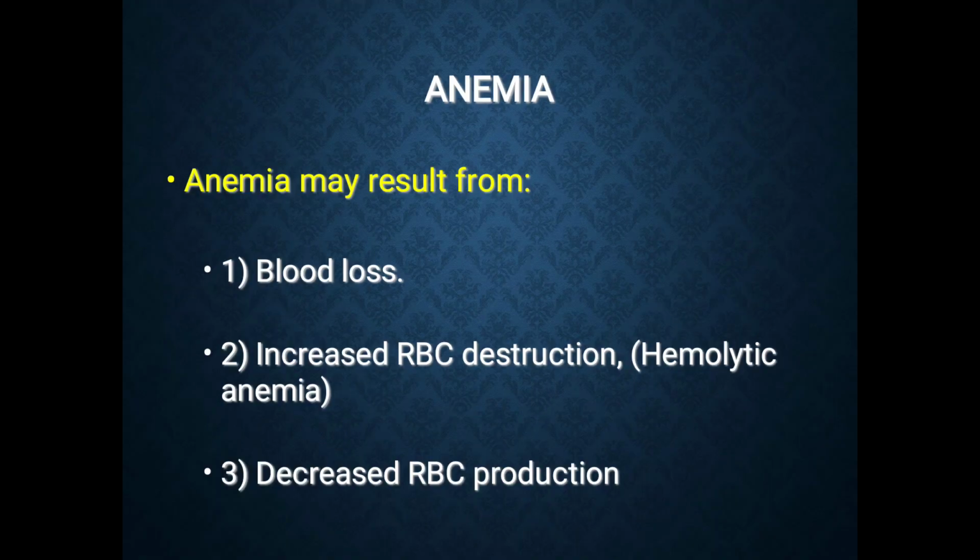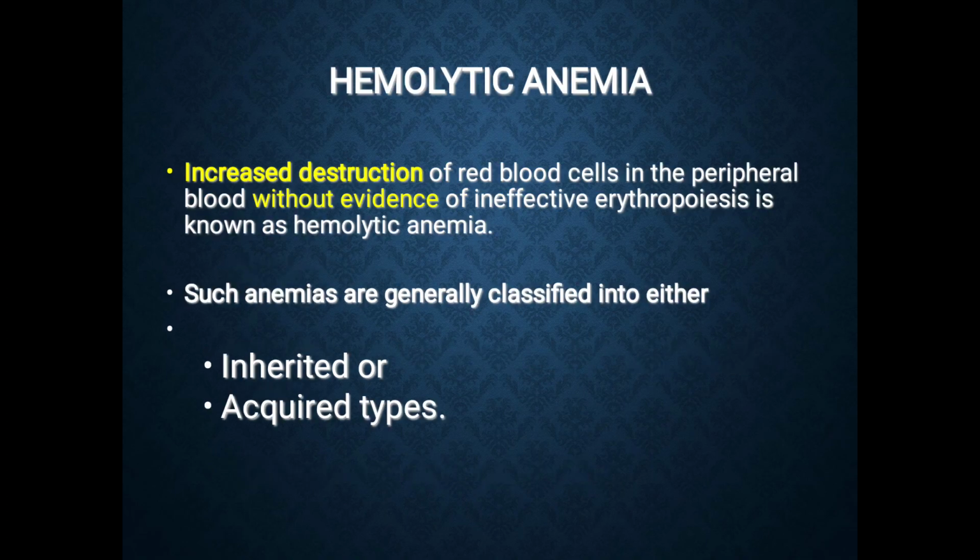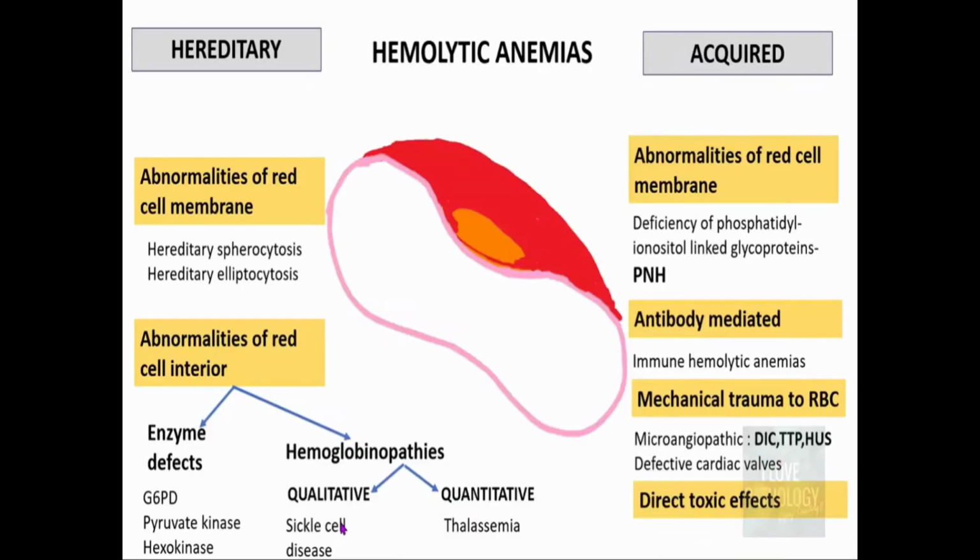Commonly, anemia is classified into anemia due to blood loss, increased RBC destruction, that is hemolytic anemia, and decreased RBC production. Hemolytic anemia is when there is increased destruction of RBCs in the periphery after they are formed from the marrow, and it is divided into inherited and acquired. Coming to hemolytic anemia, here we can see that it's classified into hereditary and acquired.